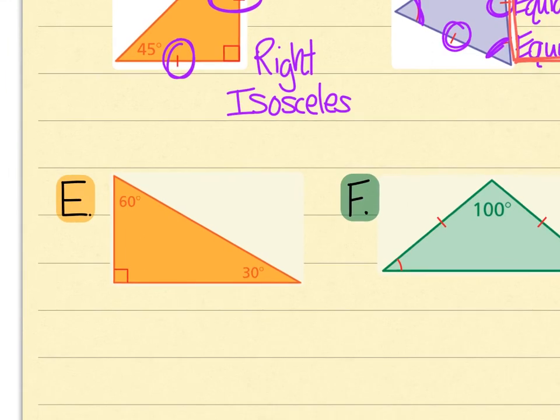For example E, we've got another right triangle. So we know it's a right triangle. Again, I know it's got acute angles. Every triangle has at least two acute angles. So you can't just look at a triangle and say, oh, here's an acute angle, it must be acute. In order to be an acute triangle, all three angles have to be acute. So it's right, and then none of the sides are the same. So this is going to be a right scalene triangle.